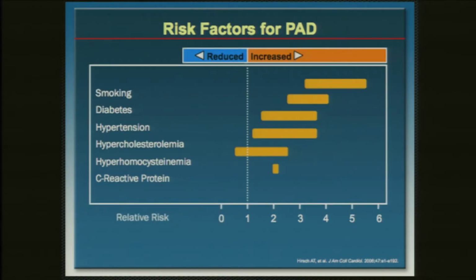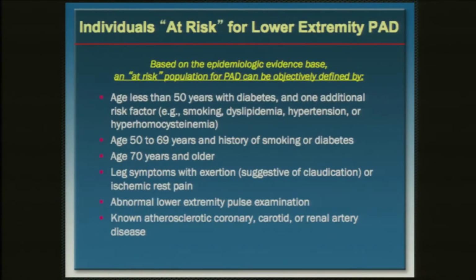Smoking, diabetes, hypertension, dyslipidemia are the common risk factors. I'm going to focus on this slide a little bit more. Which are the patients I want you all to watch out for? Age less than 50, well, all of you, with diabetes though, hopefully none of you, but with one additional risk factor, you've got to be watching out for PAD, whether it's smoking, dyslipidemia, hypertension, or hyperhomocysteinemia. If you're age 50 to 69 and have a history of smoking or diabetes, you've got to be watching out for PAD. Age 70 years and older, everybody. That's why CMS actually pays for a screening ABI.